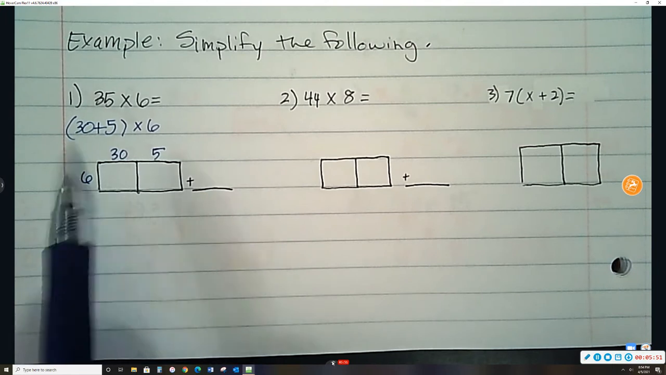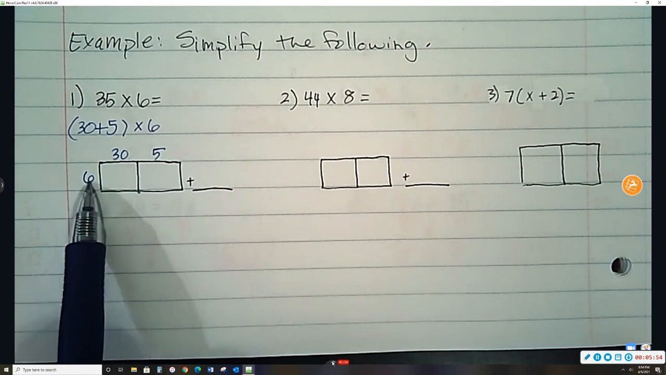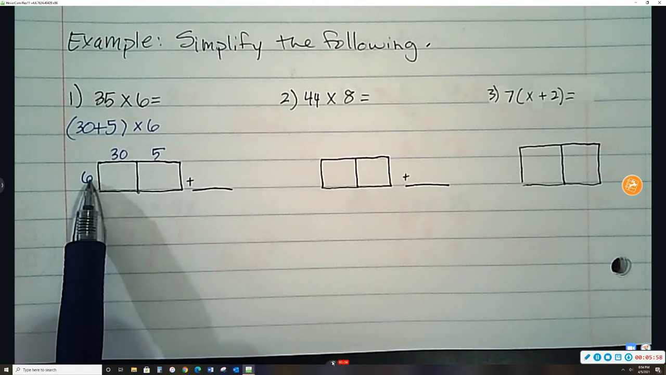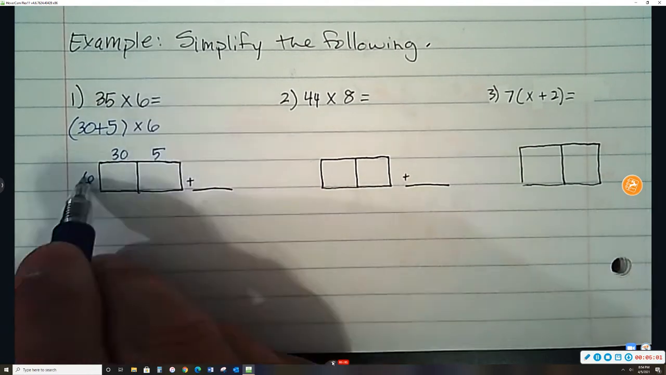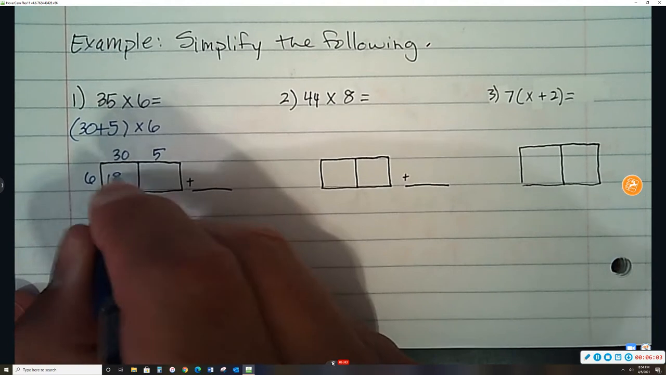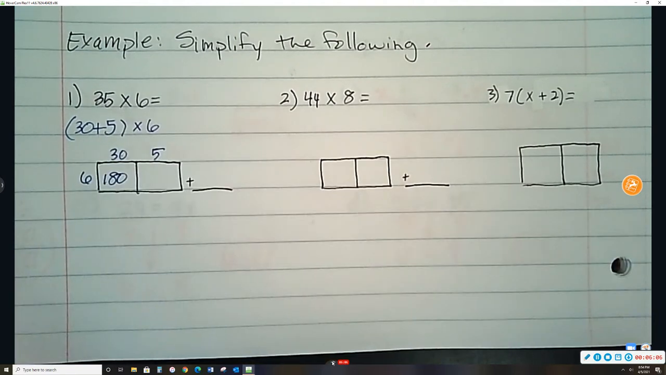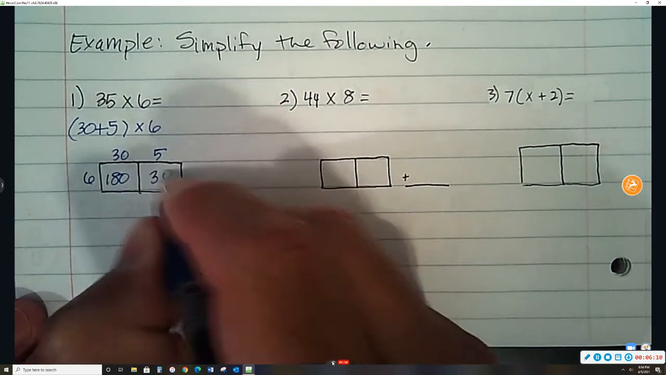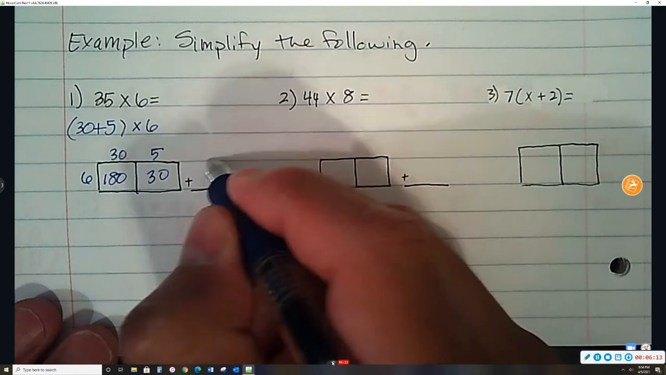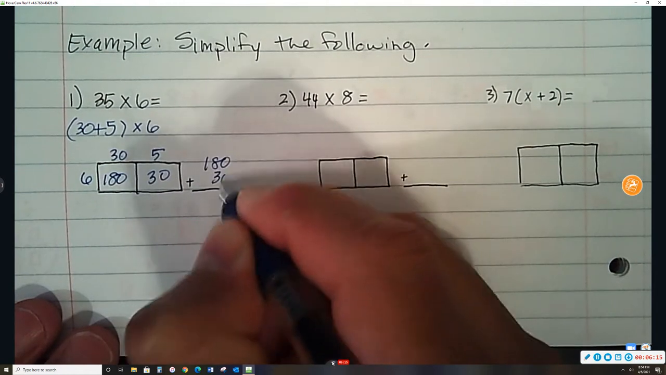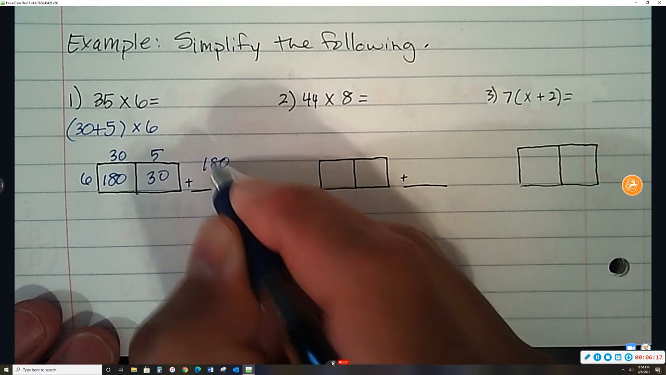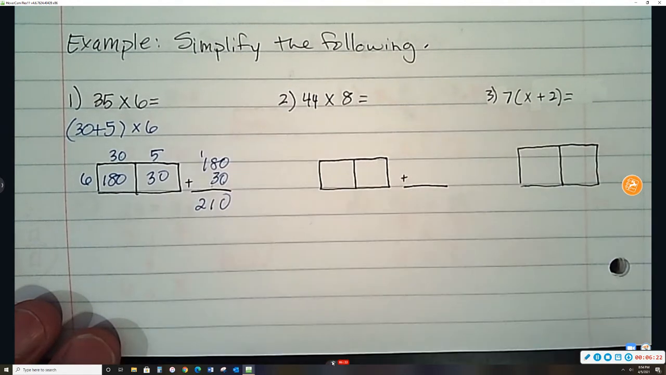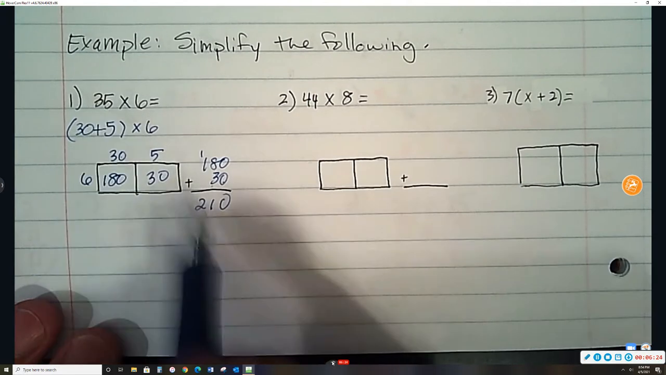And then step 3 is multiply this number that's in the row to both numbers that's in the columns. Now again, this multiplication is easy because 6 times 30, well, I know 6 times 3 is 18, and then you just drop the 1 on there. So 6 times 30 is 180. And then 6 times 5 is 30. And then I can add this up pretty simple. It's 180 plus 30, that's 0, 8, 9, 10, 11, carry the 1, that's 210. Okay, so I know 35 times 6 is 210.